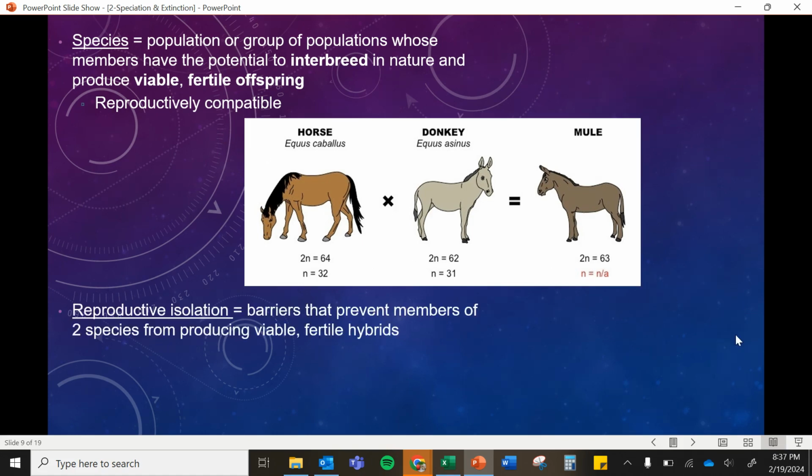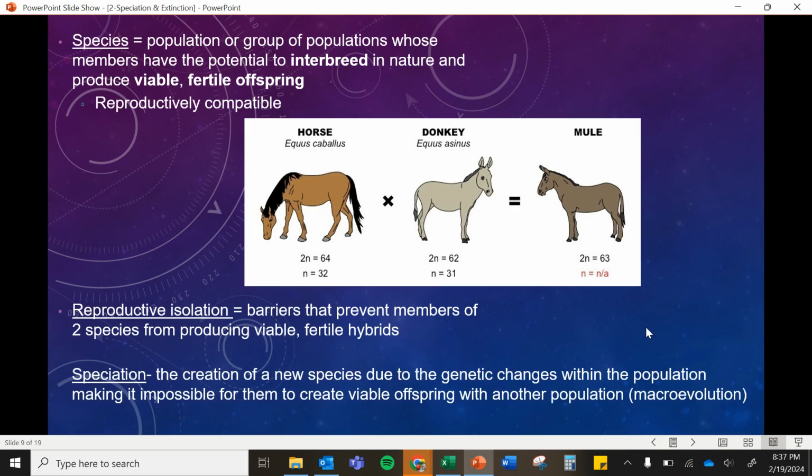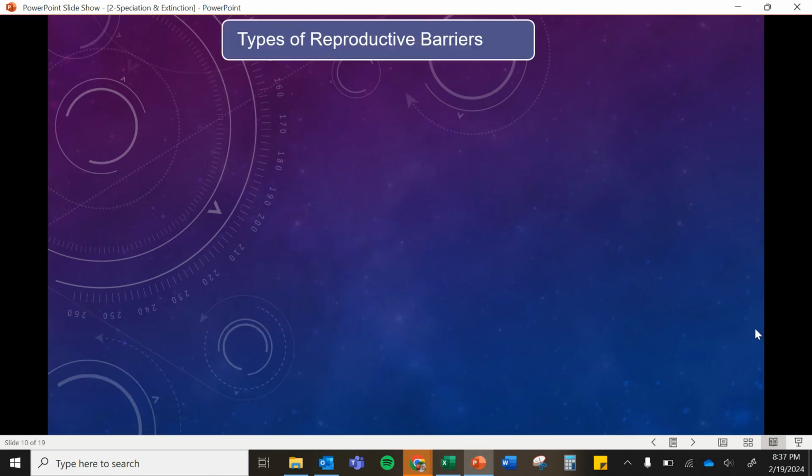And this is called an example of reproductive isolation. It's a barrier that prevents members of the two species from producing viable, fertile offspring. Our idea of speciation comes into play when we have some sort of change that happens between two populations, making it impossible for them to breed and create viable offspring. We can categorize those barriers that prevent reproduction as either prezygotic or postzygotic barriers.